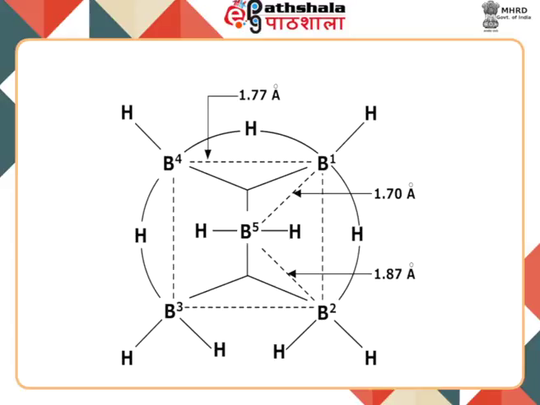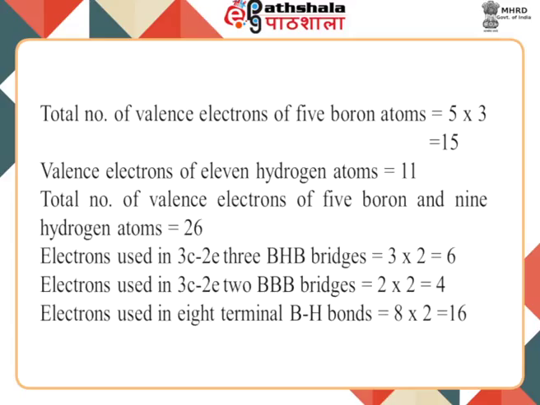B5H11, the styx number is 3203. There are a total of 15 valence electrons of 5 boron atoms in B5H11, out of which 3 electrons are used up in the 3 BHB bridges, 4 electrons in the 2 BBB triple bridge bonds, and the remaining 8 electrons in the 8 terminal BH bonds. So, the total number of valence electrons of 5 boron atoms is 15.